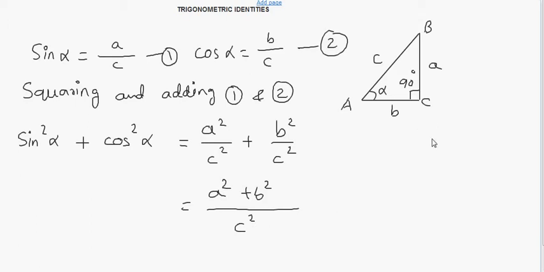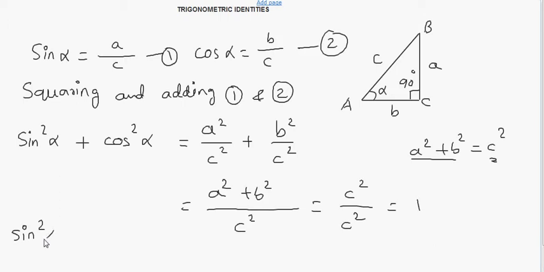Now we know from the right angled triangle a squared plus b squared is equal to c squared. Therefore, replacing a squared plus b squared with c squared gives you c squared over c squared, which is equal to 1. Therefore, sine squared alpha plus cos squared alpha is equal to 1. This is one identity we derived.